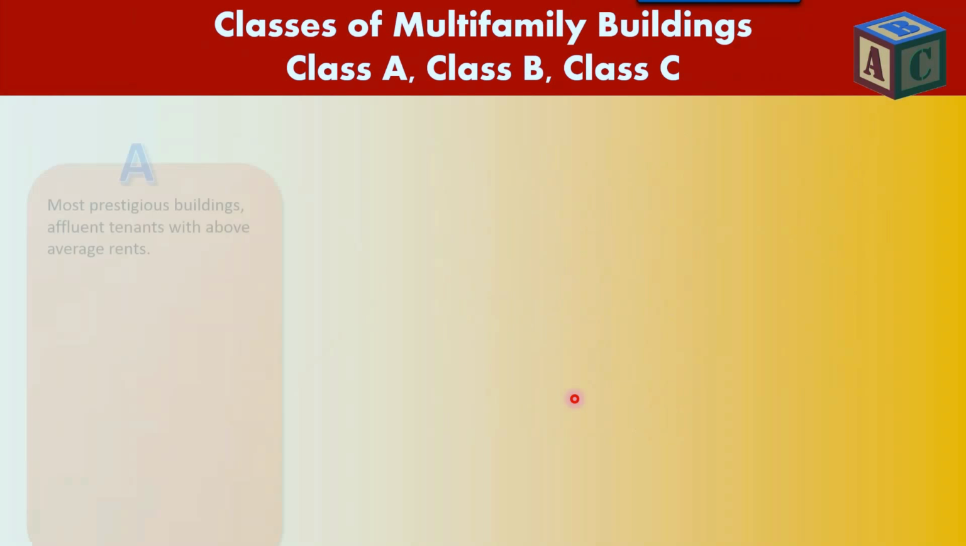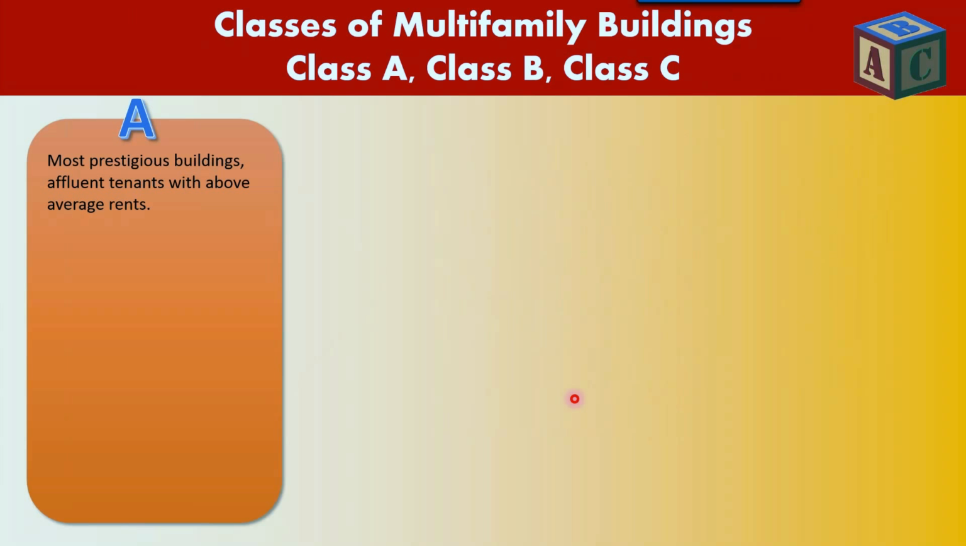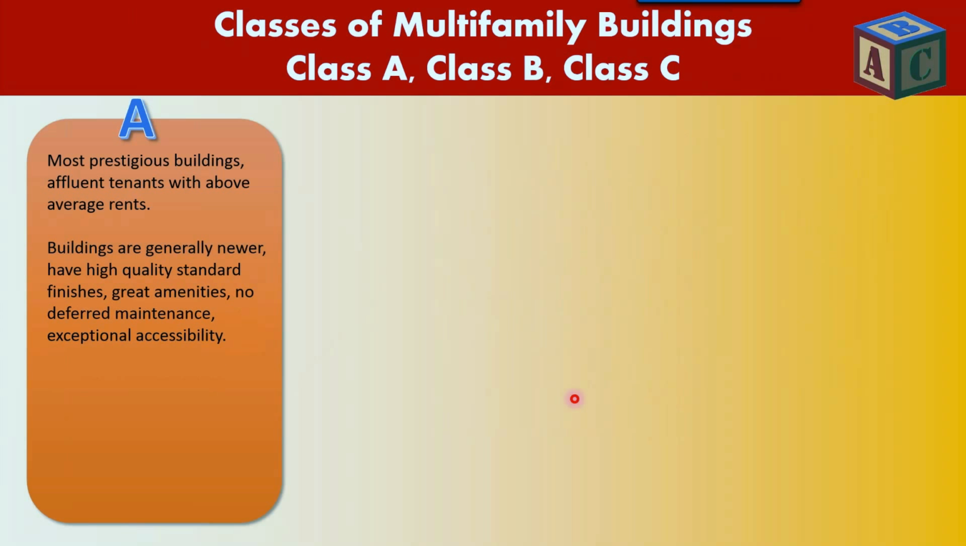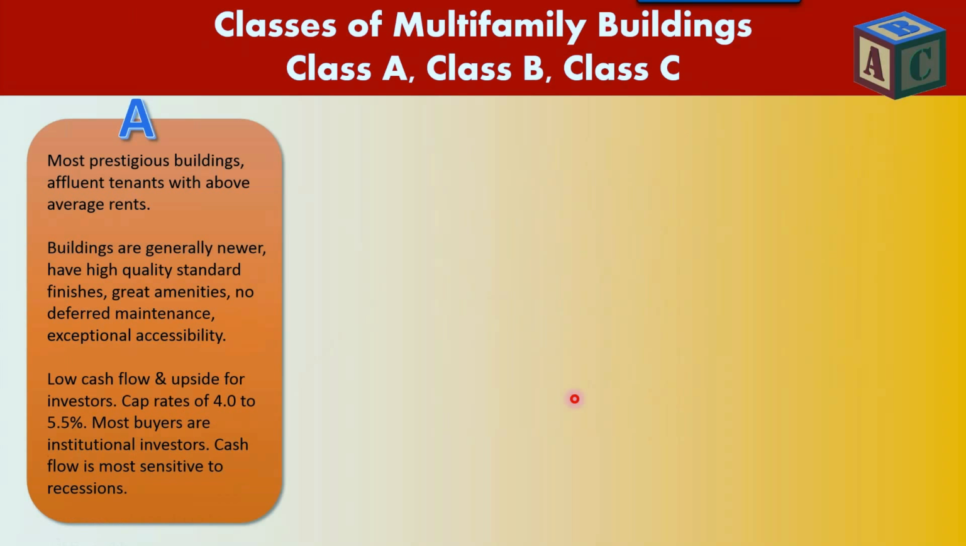So here are the classes of multifamily buildings. Class A, well, downtown San Francisco, affluent tenants, above average rents, newer buildings, great finishes, the hardwood floors and the steel appliances and the granite countertops, all that sort of stuff. But a downside for investors: usually low cash flow and upside. Now, in the long run, they tend to have a very good upside.